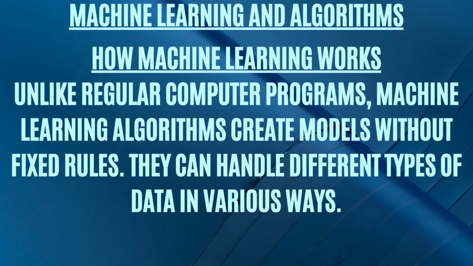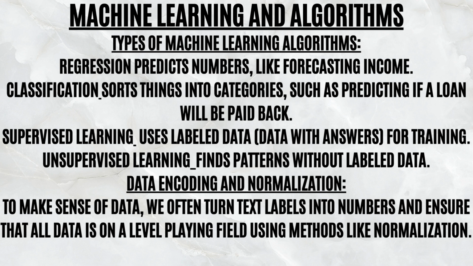How machine learning works. Unlike regular computer programs, machine learning algorithms create models without fixed rules. They can handle different types of data in various ways. Types of machine learning algorithms. Regression predicts numbers like forecasting income. Classification sorts things into categories, such as predicting if a loan will be paid back. Supervised learning uses labeled data with answers for training. Unsupervised learning finds patterns without labeled data.